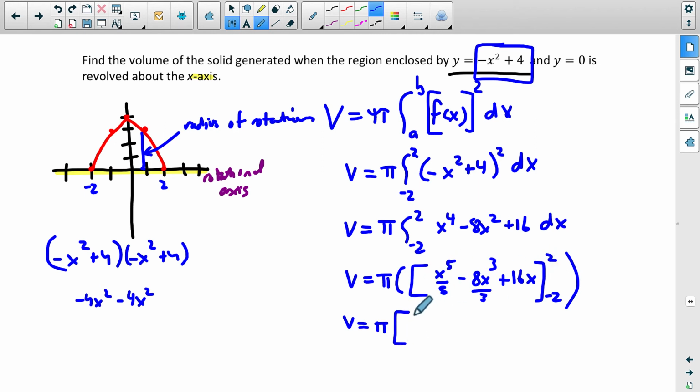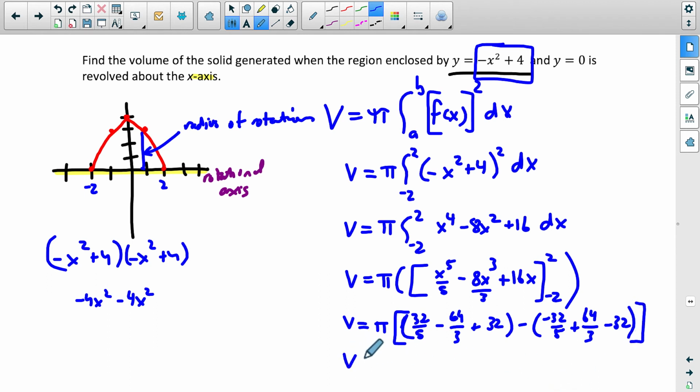2 to the 5th is 32, and that's over 5. Minus 2 to the 3rd is 8, times another 8 is 64, and that's over 3. 16 times 2 is 32. Okay, then we need to subtract. We're going to plug negative 2 in here now. Negative 2 to the 5th power is negative 32 over 5. Negative 2 goes in here. Negative 2 cubed is negative 8, times negative 8 is positive 64 over 3. And then we put negative 2 in here, 16 times negative 2 is negative 32.